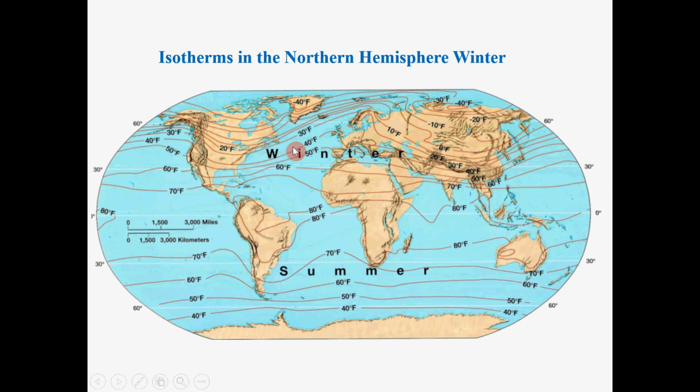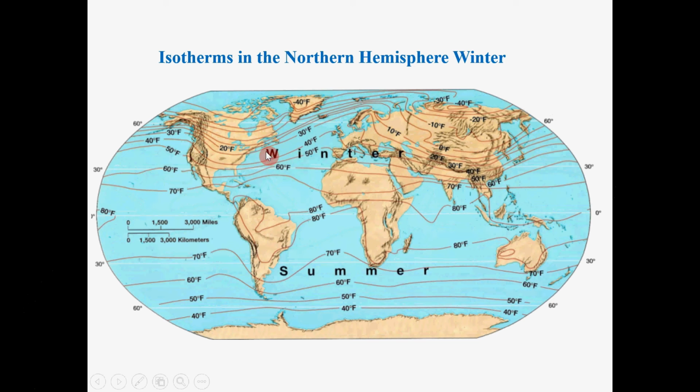Now, in the winter, it is opposite. In the winter, the isotherms over the ocean bend northward. That means that all these points on the ocean at the same latitude would have higher temperature than land. For example, at this latitude, the temperature on ocean is 40 degrees Fahrenheit.